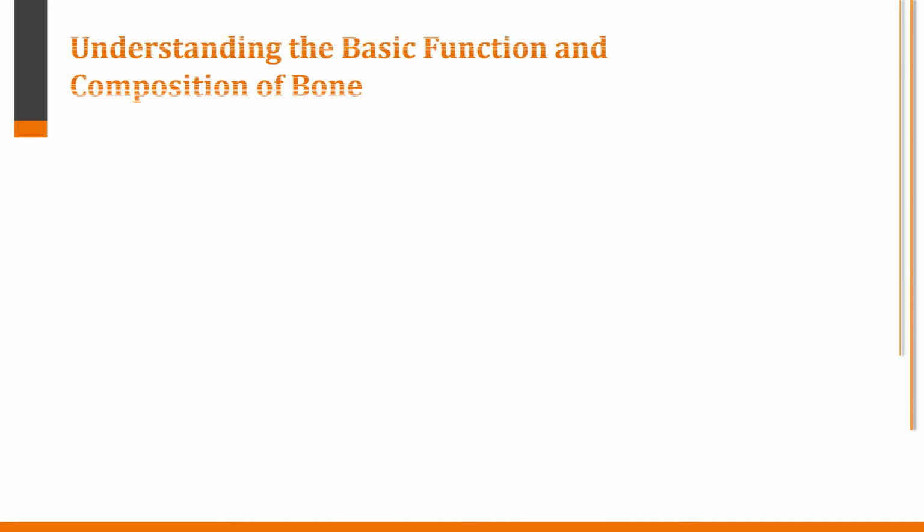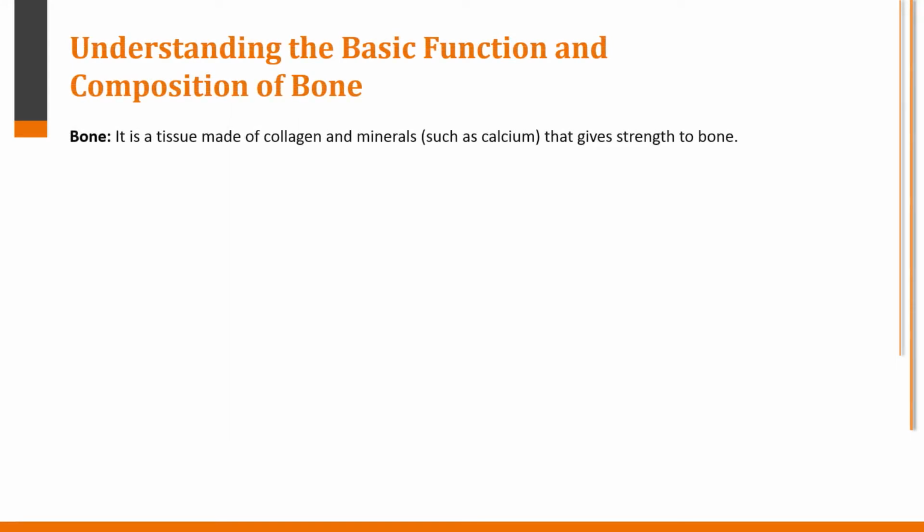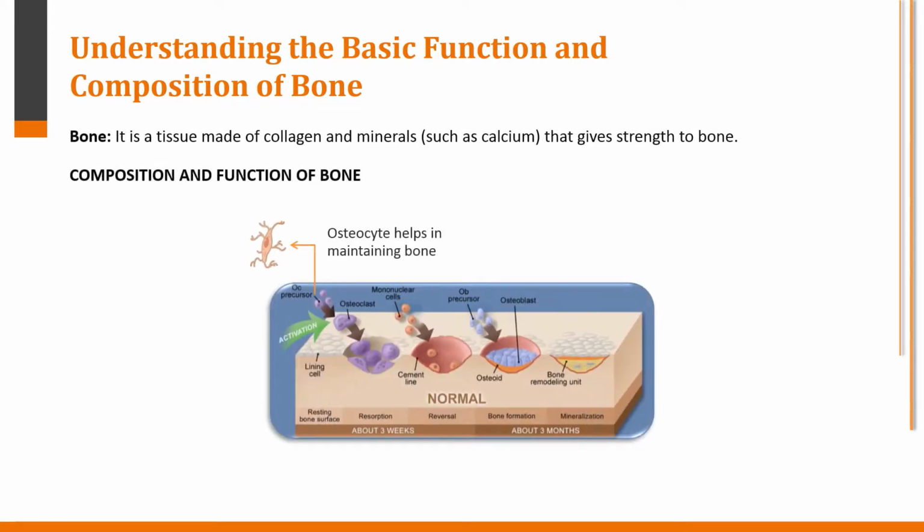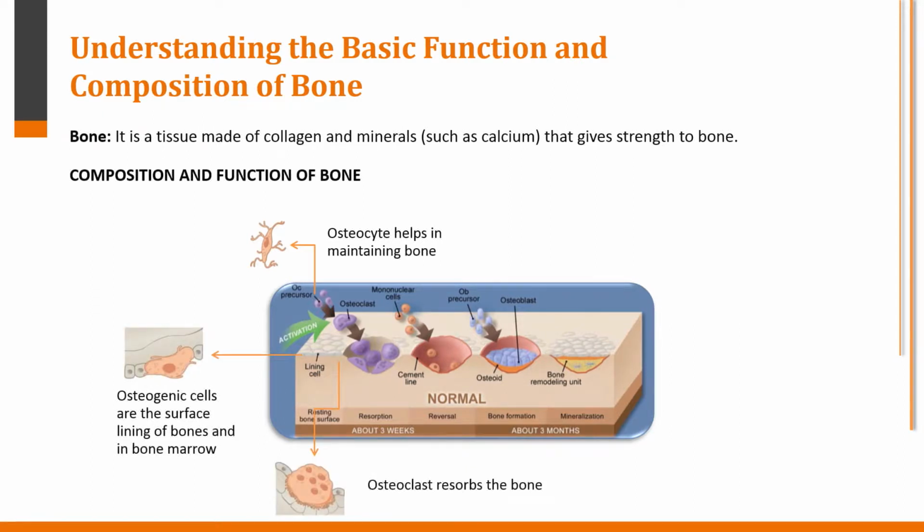Understanding the basic function and composition of bone. Bone is a tissue made of collagen and minerals such as calcium that gives strength to the bone. Composition and function of bone. Osteocyte helps in maintaining bone. Osteoblast helps to form bone matrix. Osteoclast resorbs the bone. Osteogenic cells are the surface lining of bones and in bone marrow.